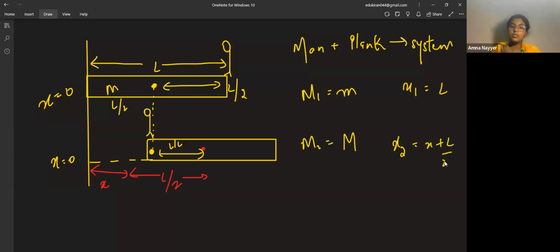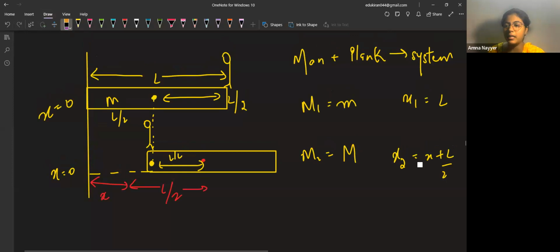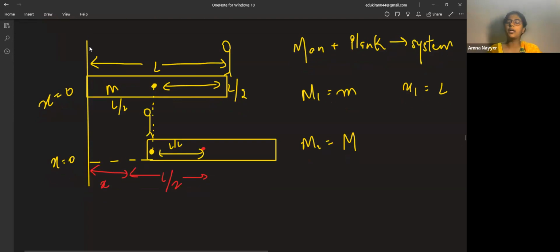Initially, class, let me write it separately, then this would be clear. Wait. Let me write it initially. I'm talking about everything initial. m1 is the mass of the man. Where is the man situated from the origin? L distance. So X1 is L. This is initial. Till here, is it clear? Mass of man is m. Separation from the origin is L. So X1 is L. Mass of plank is capital M.